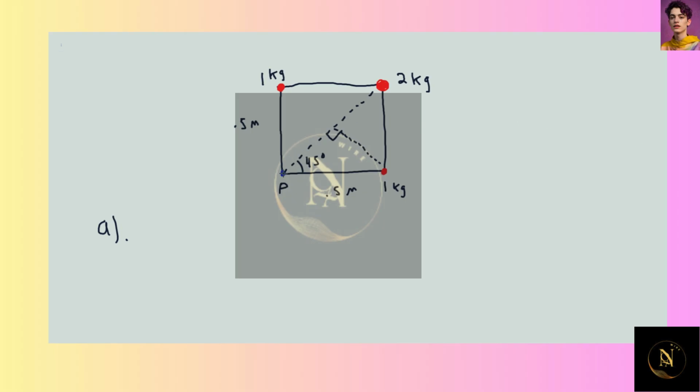We have a system of masses arranged on a square like this, and we want to find what the total force on this small mass at point P is. We can do this just by looking at each individual mass and finding the force and adding them up. But we can probably do a few tricks to make this a little simpler.